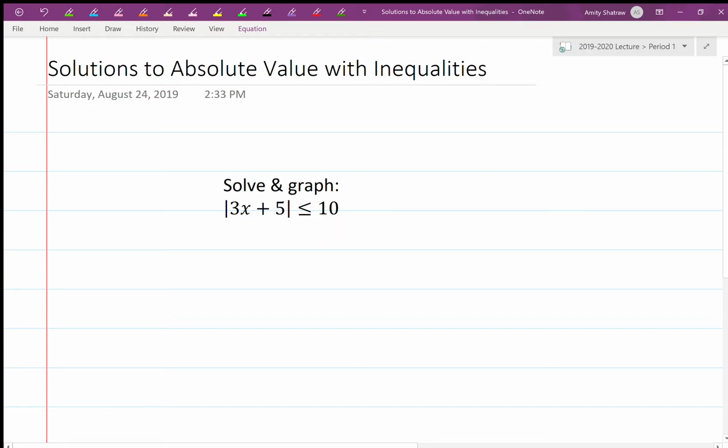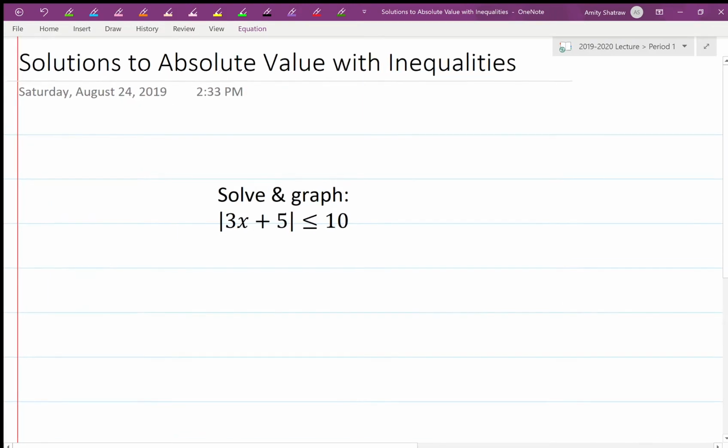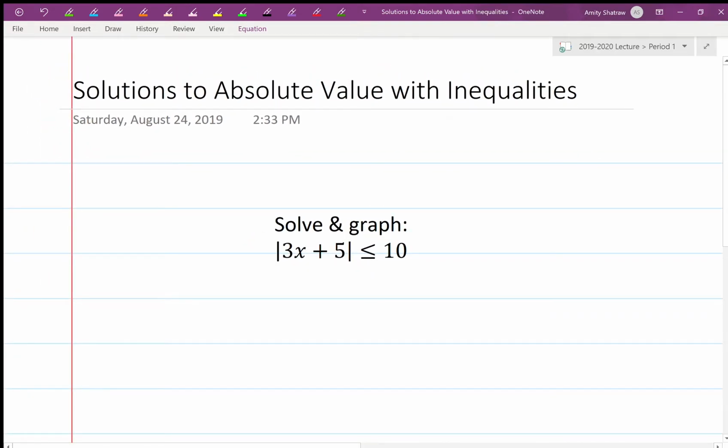Hey everybody, we are back with solutions to absolute values with inequalities. So if you watched my last video on the best way to solve absolute value, you will remember perhaps how I did a specific setup. I'm going to follow that again. But before we do, I have another reason why I set things up the way I do.